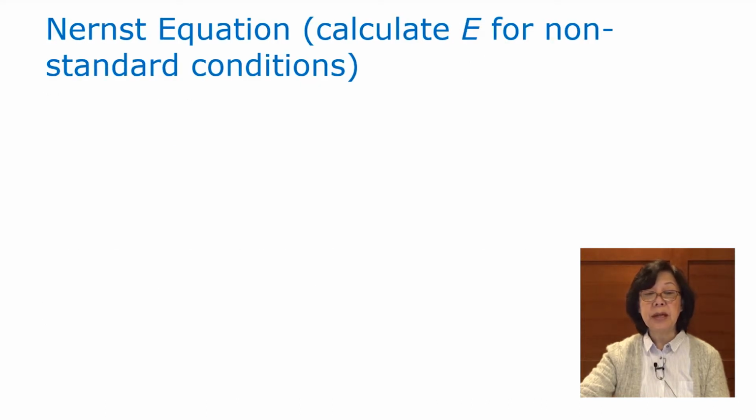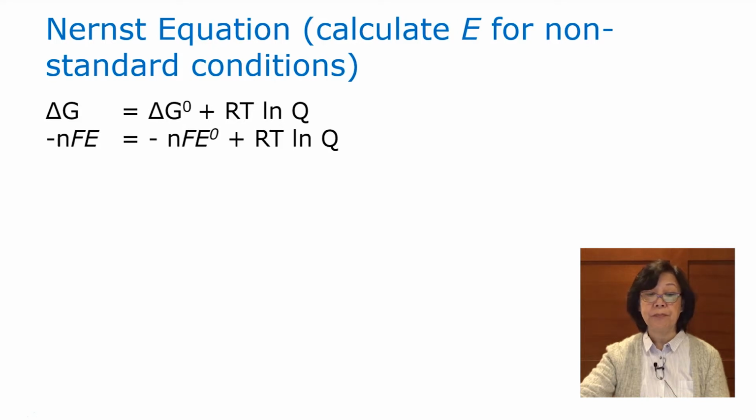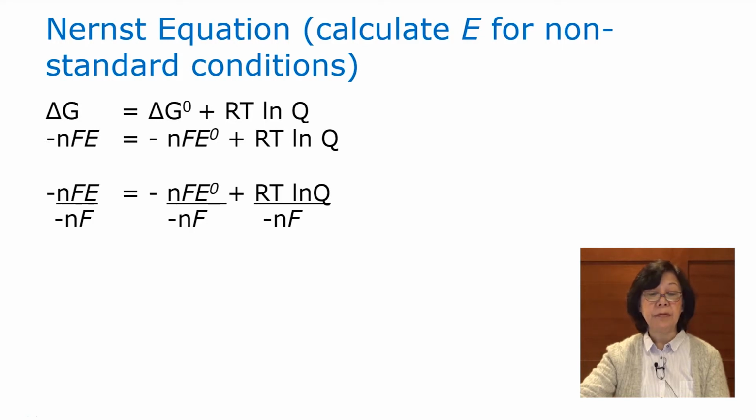We also can derive the Nernst equation to calculate cell potential at non-standard conditions. Delta G, the free energy at non-standard condition, is equal to delta G naught at standard condition plus RT natural log of Q, where Q is the reaction quotient. Then we can replace it by negative nFE is equal to negative nFE naught plus RT natural log of Q. Now divide the overall equation by the term negative nF.